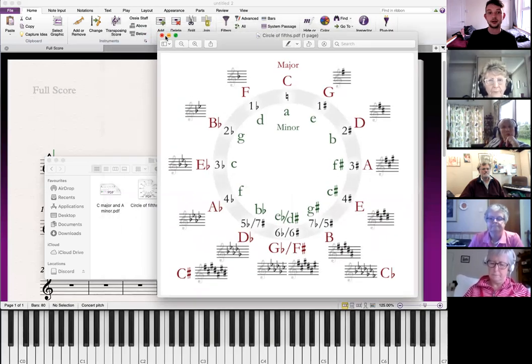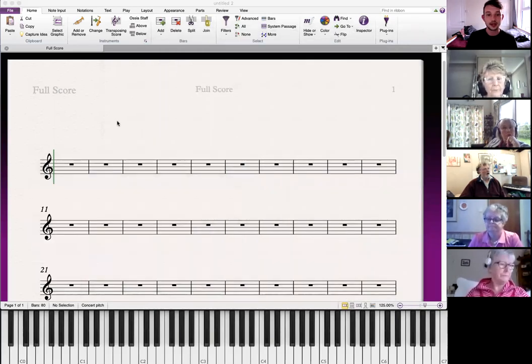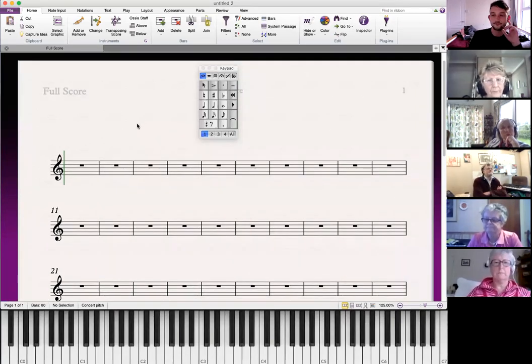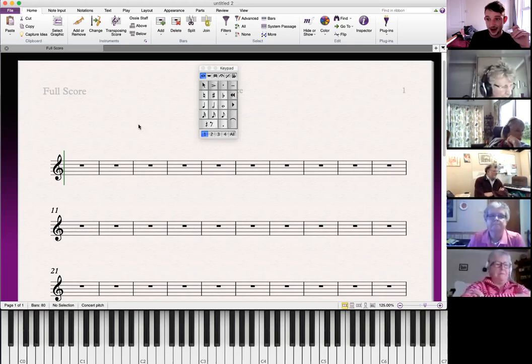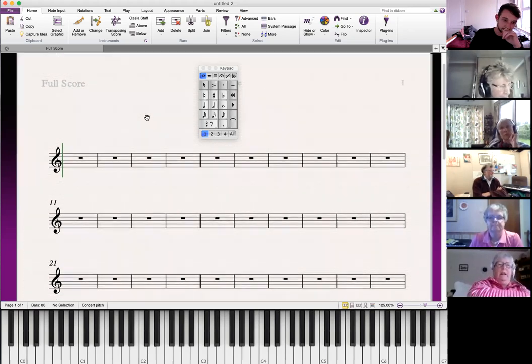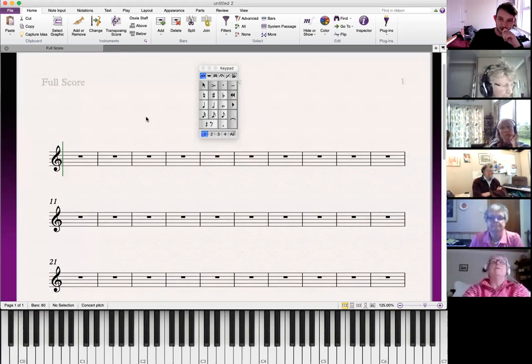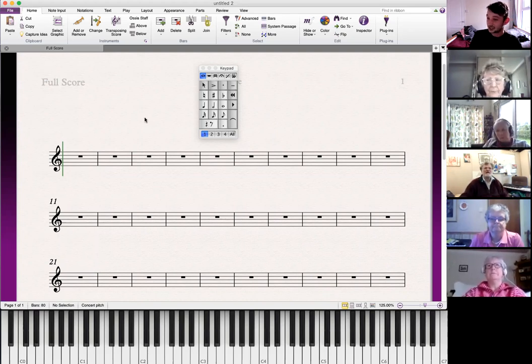Okay, with that in mind, let's build a couple of minor scales. I think we'll build one that's got some sharps and flats in it. Let's go with the scale of D minor. So we're going to build the scale of D natural minor. First of all, we need to find out the key signature of D minor. In order to do that, we need to know what the relative major is, don't we?